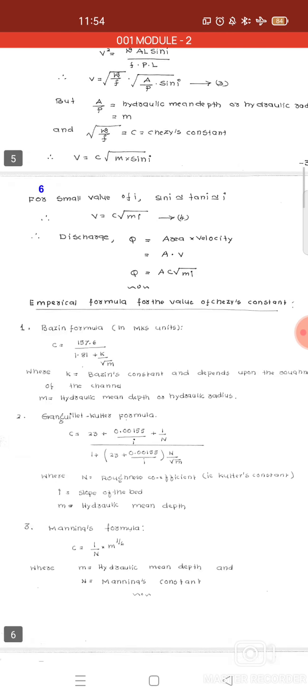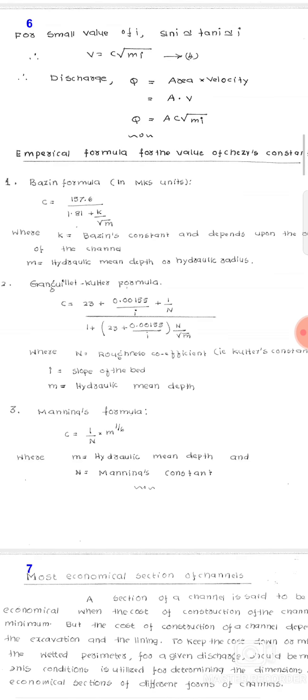The next is, based on this, if you want to solve a numerical in an open channel, then we use Chezy's formula, that is Q is equal to A into C into the square root of m i, to find the rate of flow, or it may be the velocity. The next is, they may ask you to find the empirical formulas for Chezy's constant. For that, there are 3 different equations.